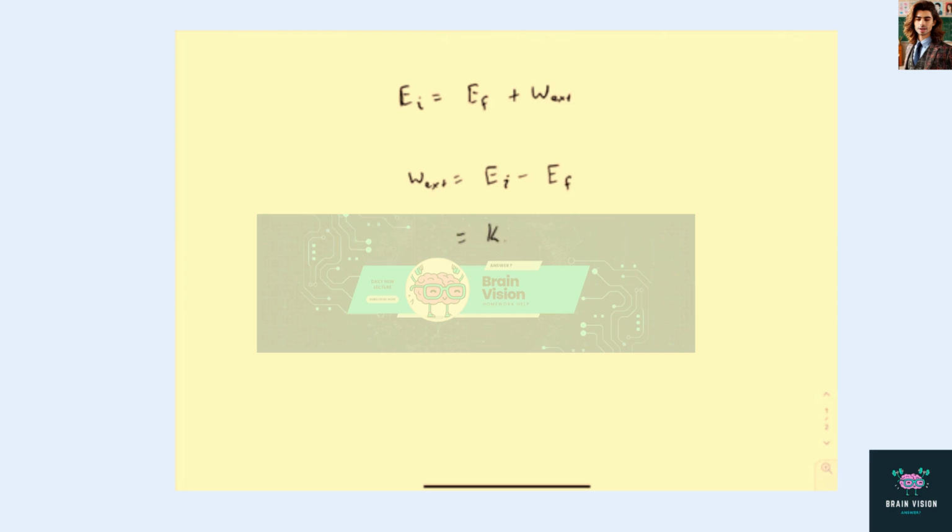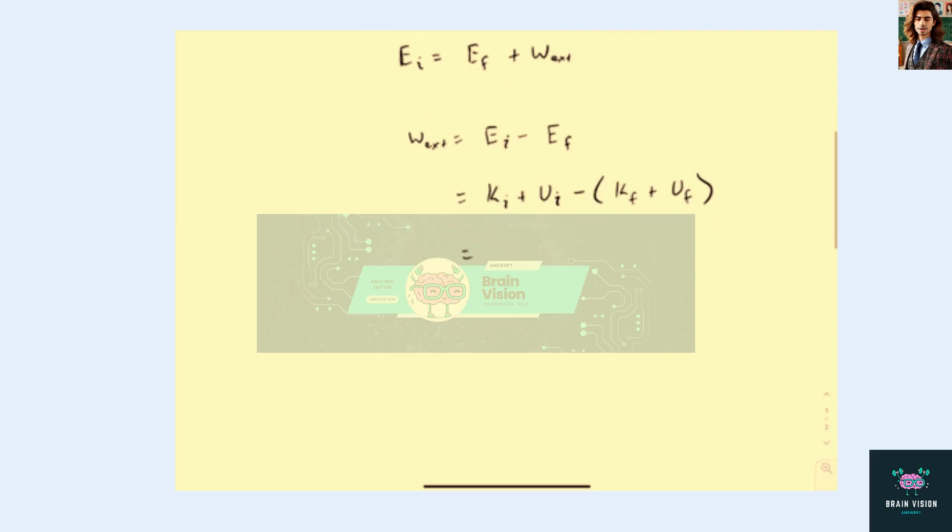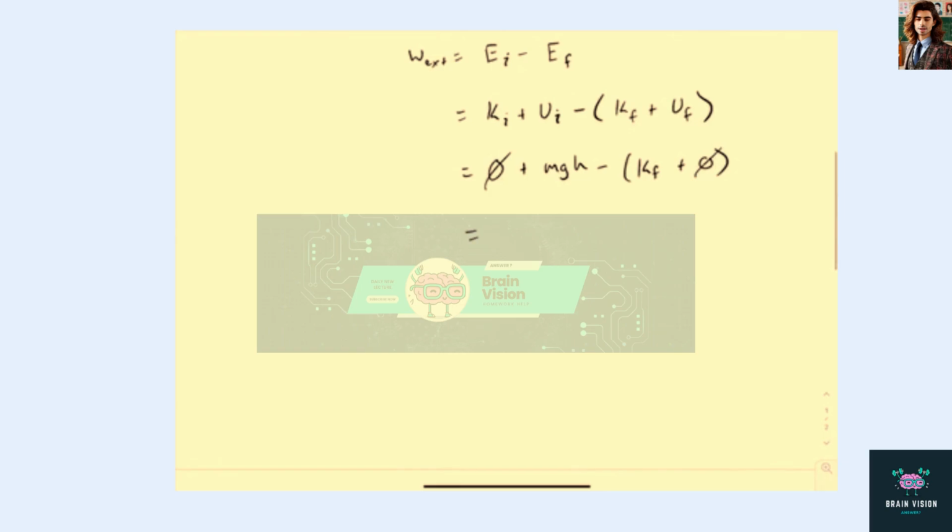So we can split this into initial kinetic energy and initial potential energy and final kinetic and final potential. Now the initial kinetic energy is 0. We're starting from rest. The initial potential energy is mgh, and h is just the radius of the bowl. The final kinetic energy we figured out in the last part, and the final potential energy is 0 because we're basically at height 0.